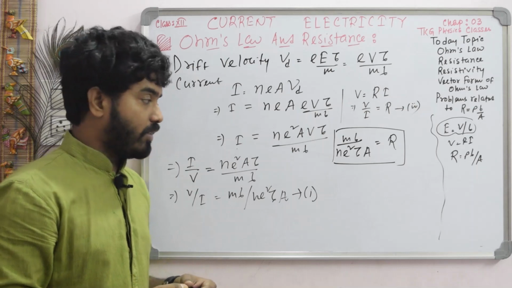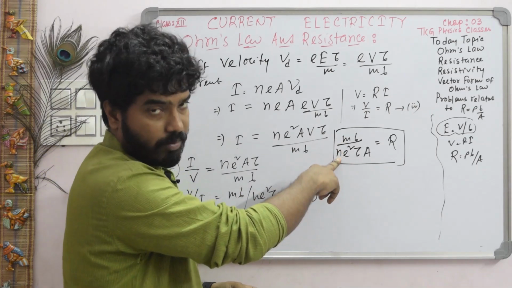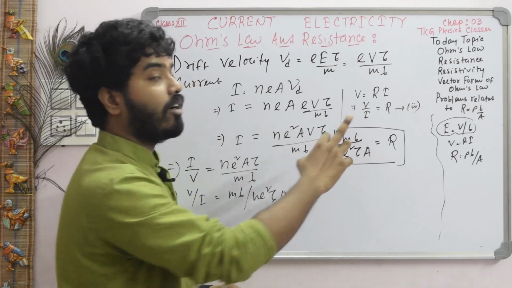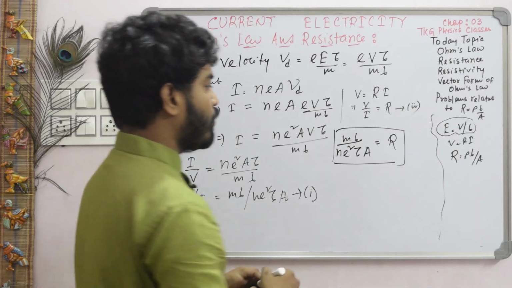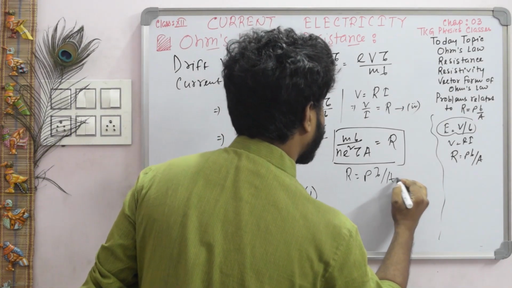Another expression of resistance in terms of mass of electron, number of electrons per unit volume, electron charge, relaxation time, length and area of cross section. Now again you know the relation, that is R = rho L by A.